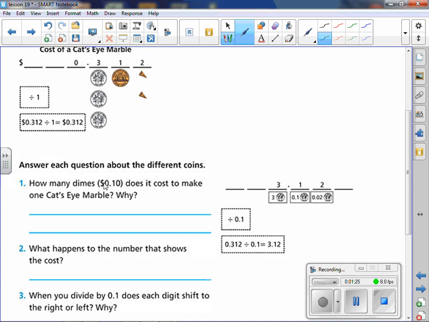Well, it's talking about that shift if we divided it by 1/10, okay? So as we shift, it would take 3 full dimes, right? And 1/12 of the dime, okay? Because 10 cents makes 1 dime. So you see up above, right here, there's those 3 dimes, right? What happens to the number that shows the cost? It becomes 10 times greater.